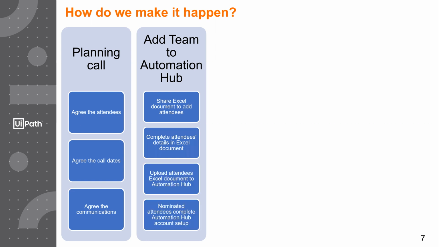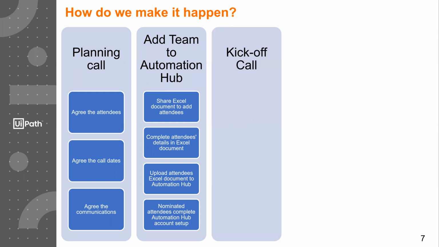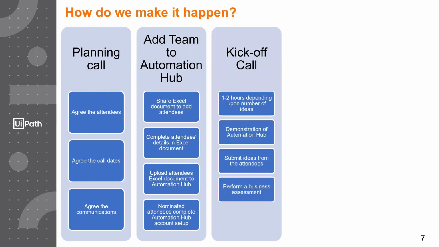Then we go and add the team to Automation Hub. So we have an Excel document that you can literally just add the people's names and the email addresses into. And you go ahead and you complete that. We then upload that into Automation Hub. We then nominate some attendees to complete the Automation Hub account setup. So there'll be somebody maybe within your organization that may be a little more technical.